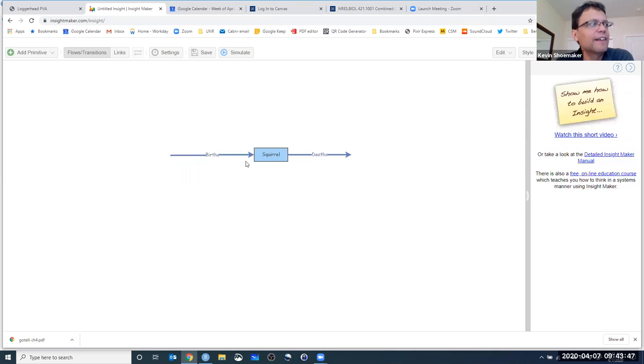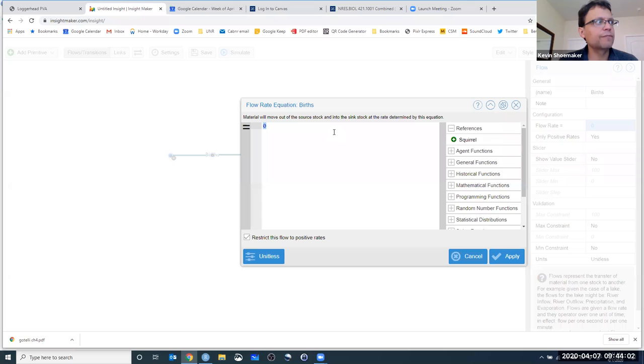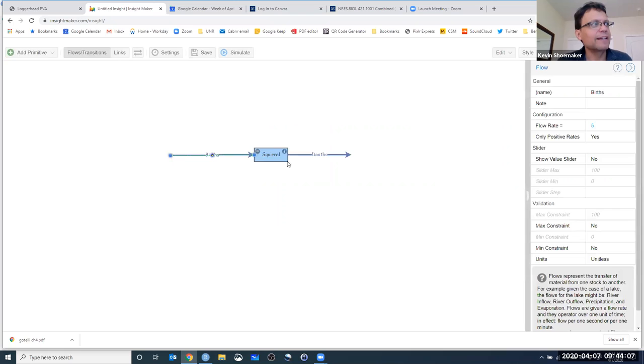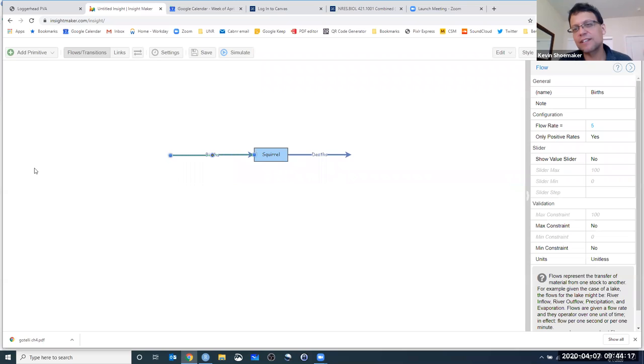I can add numbers onto this flow if I want. There are a couple of ways to do it. I either change the flow rate in this panel off to the right here, or I just click on this equal sign and say I have 5 new squirrels entering the population every time step. And here I have, say, 2 squirrels leaving the population every time step. So here I have the births, 5 each year, and the deaths, only 2 each year. So there's a net gain of 3 squirrels every year. So we should see a growing population, and we do.